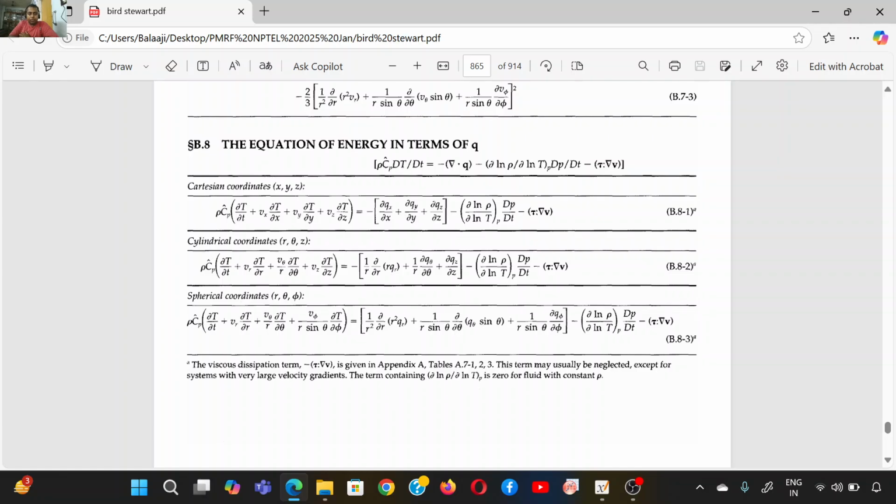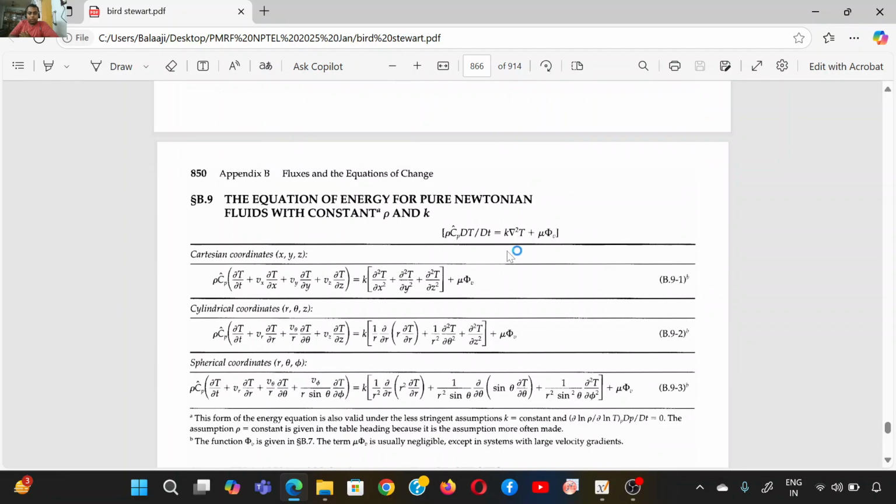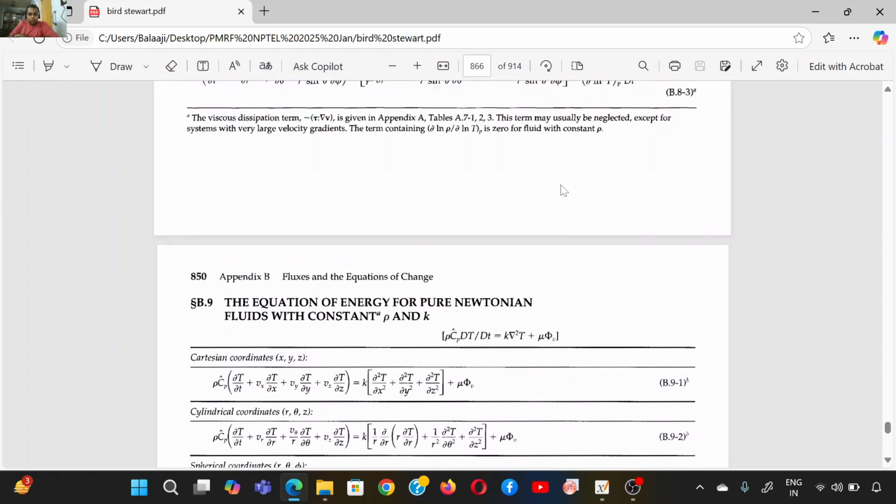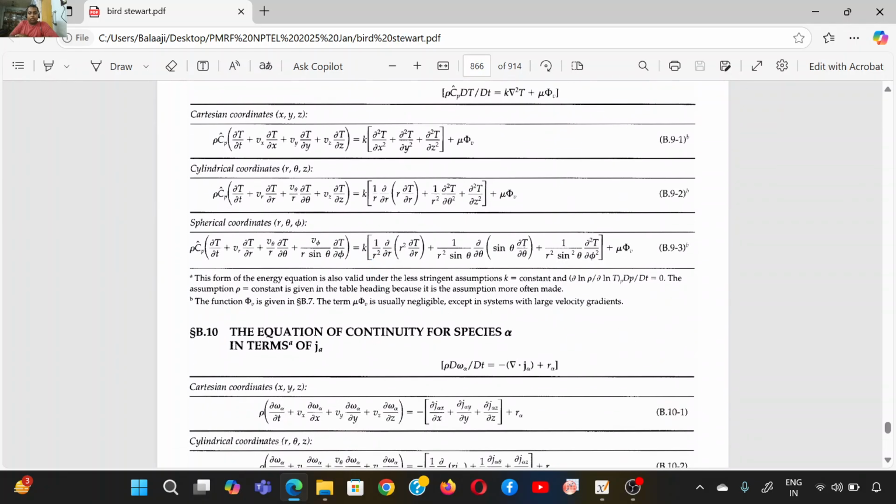This is the equation of energy in terms of q. And if you put q is equal to k dT by dx, this is the form of the equation. Fine. So just go to this. I shared this book on Drive. Go there and go to page 866, or in the book it is page 850. Just have a look at this equation once. I would suggest all of you to just open your book now and check for yourself where these equations are.